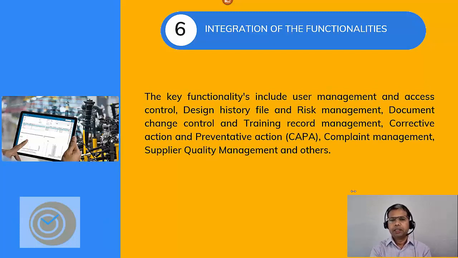Number 6, integration of the functionalities. In a QMS software, there are multiple modules involved. For example, design controls, risk management, document change control, training, corrective actions, complaint management, supply quality. If you have the modules integrated, it will be very easy to keep the records and give the references. You should be able to manage the audits very easily and efficiently.